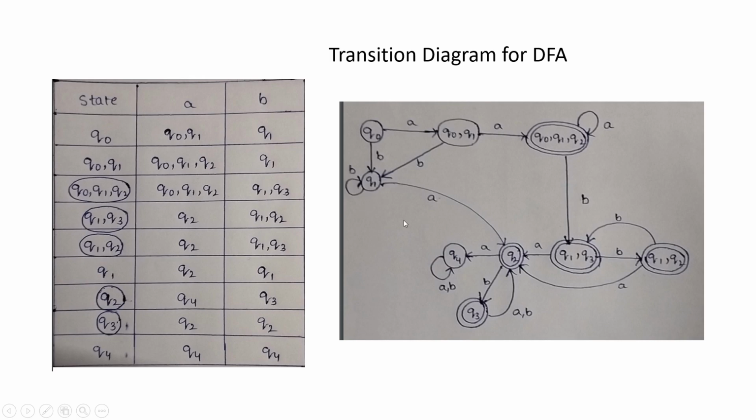In the same way, I design the remaining states in this transition diagram. Here, these encircled states are considered as the final states because in the previous transition table for NFA, Q2 and Q3 are the final states. So in this transition table for DFA, all states where Q2 and Q3 exist should be considered as the final states. I hope everyone understands how to convert NFA to DFA.